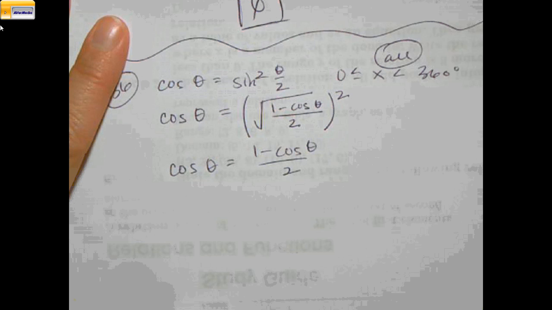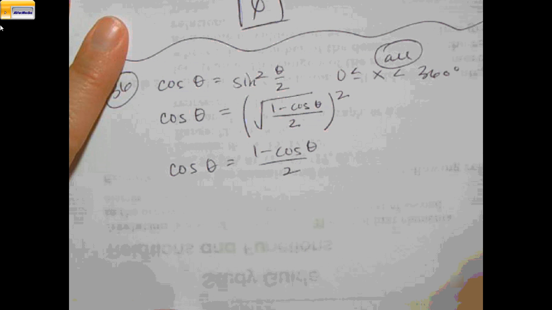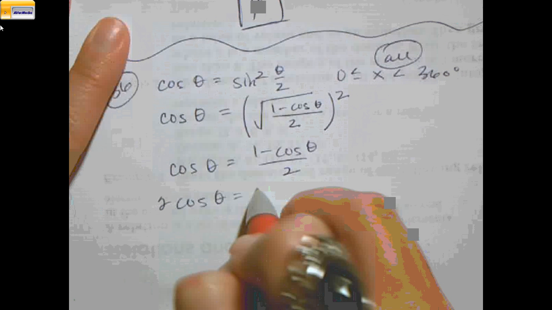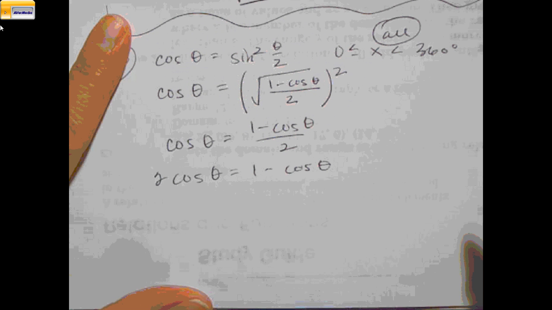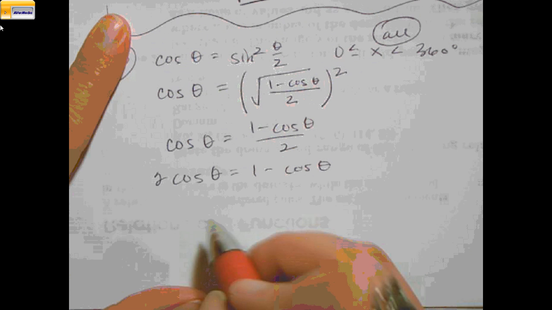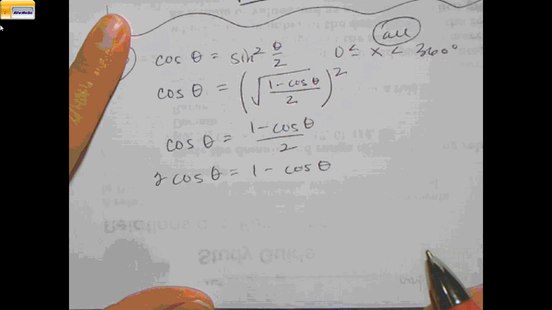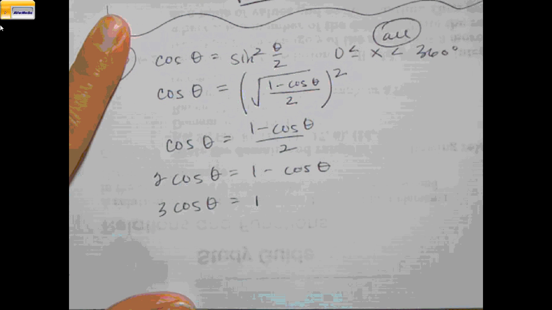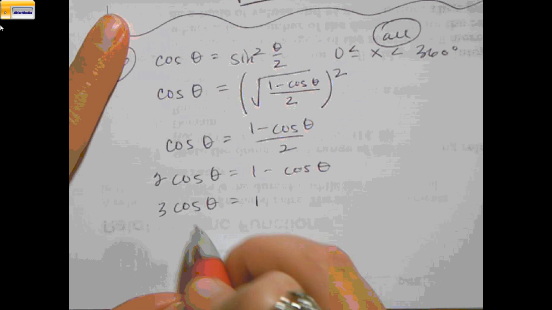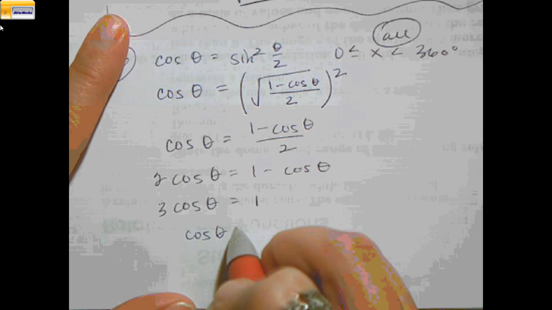Now what would you do to get theta by itself? Multiply both sides by 2. So I have 2 cosine theta equals 1 minus cosine theta. Now what? Why don't we add cosine theta to both sides? Doesn't that give us 3 cosine thetas? Then what would you do? Divide by 3?